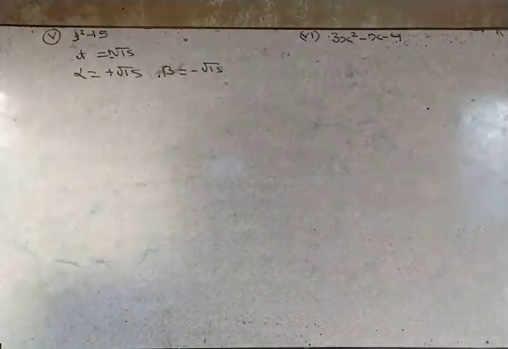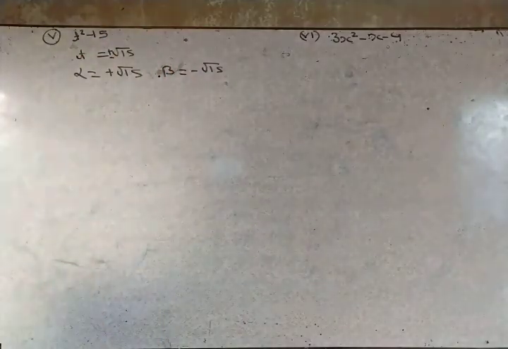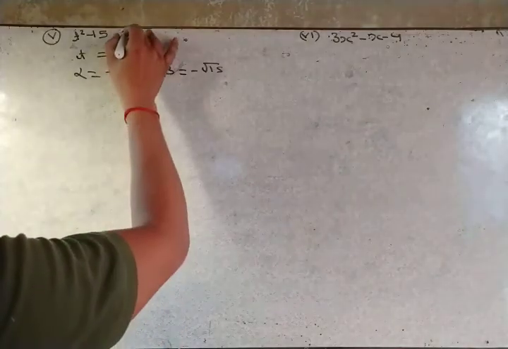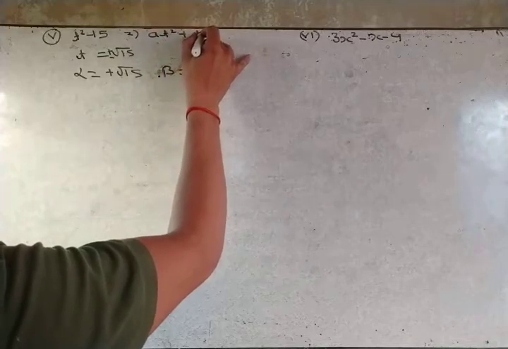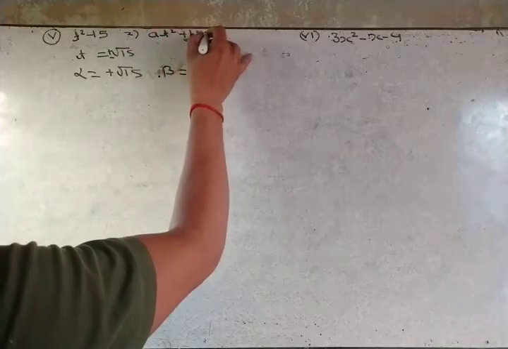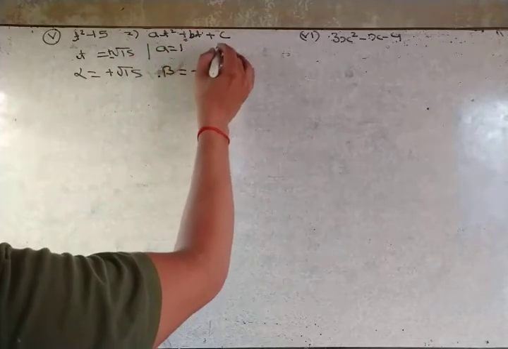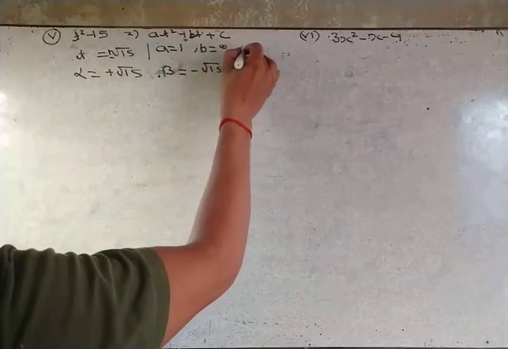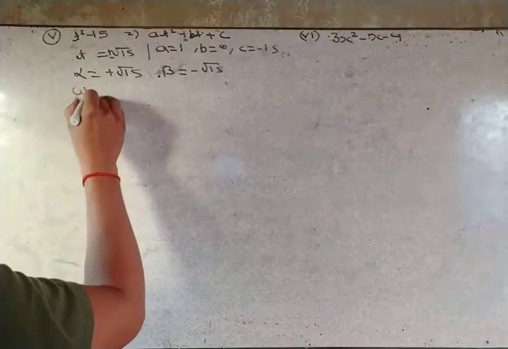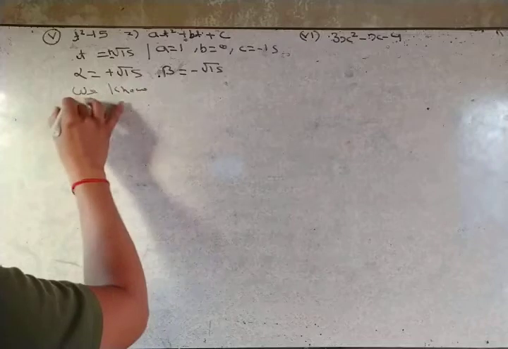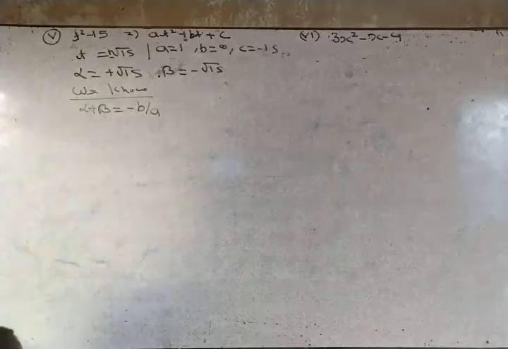On comparing with which equation? With a x square plus bx plus c, you can get a t square plus bt plus c. What? A is 1 while b is 0 and c is minus 15. Okay. We know alpha plus beta is equal to minus b by a.